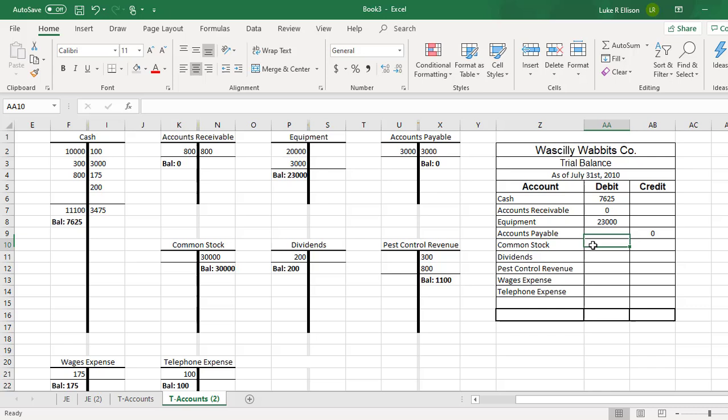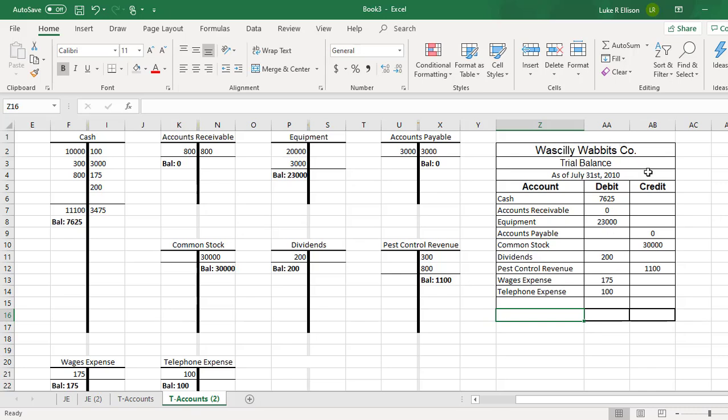So continuing on, we've got common stock, which has a balance of $30,000. This one's credit because it's on the right-hand side. Dividends, $200. Pest control revenue, $1,100. Wages expense down here, $175. And finally, telephone expense, $100.